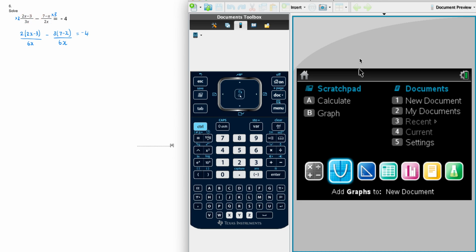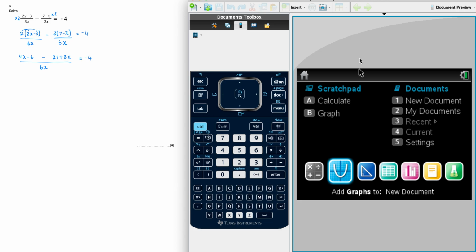So the next thing we're going to look at is combining those fractions together. So I've got 2x, let's multiply that out at the same time. So I can multiply this out. So I've got 4x minus 6 minus, and then the second fraction there is 21 plus, because it's 2 negatives, 3x. And that's all over 6x. So I can combine them together now. Okay. And that is equal to minus 4.